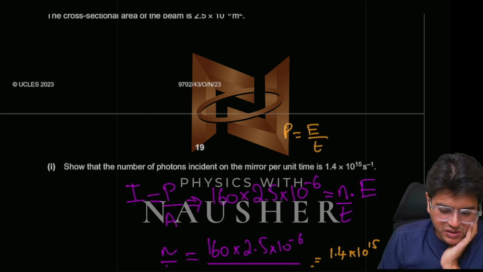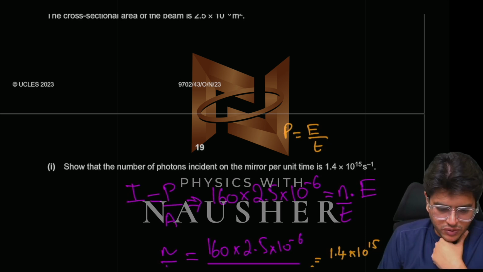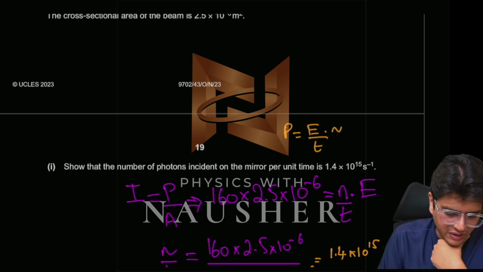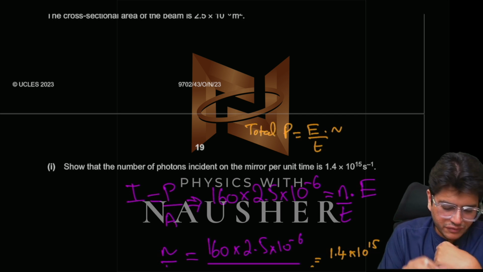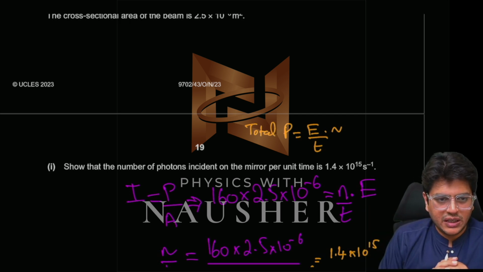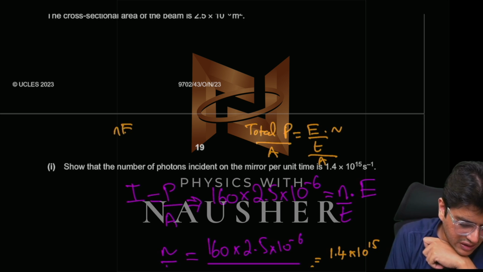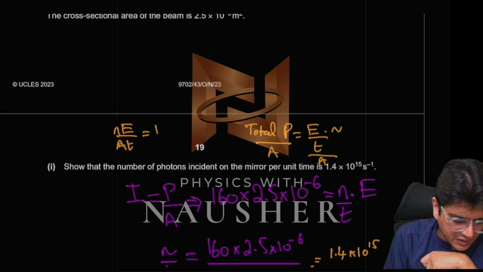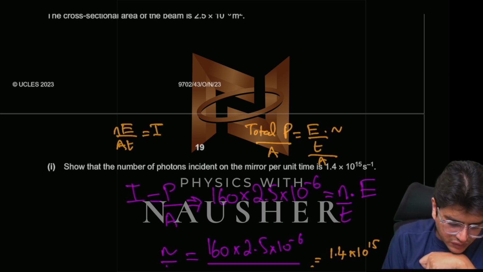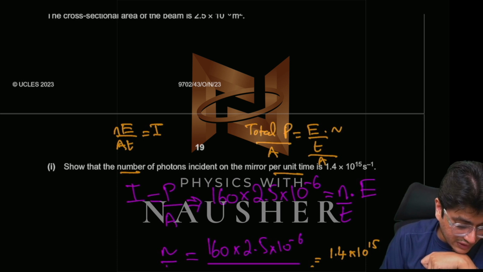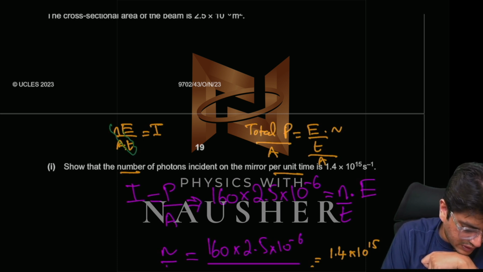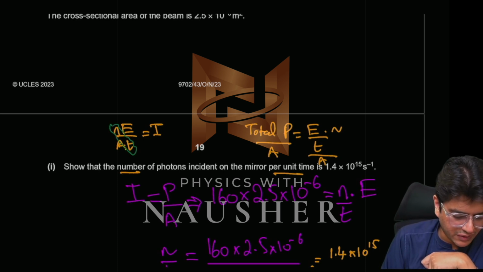And now, because there's not just one photon, there are many photons, so you have to multiply this with N to get the total power of the incident photons. So the total power is basically NE over T. When you divide this total power by the area, you get NE over At, which is the intensity. And now they're asking you for the number of photons per unit time. Why are they asking you for per unit time? Because they're not giving you the time. So they want you to find out this value, N over T.